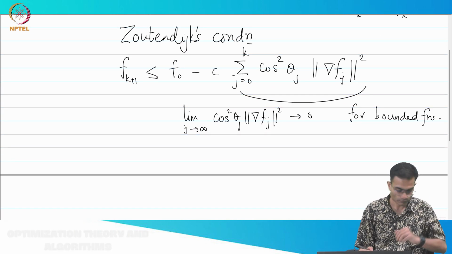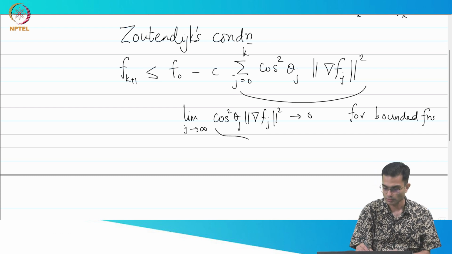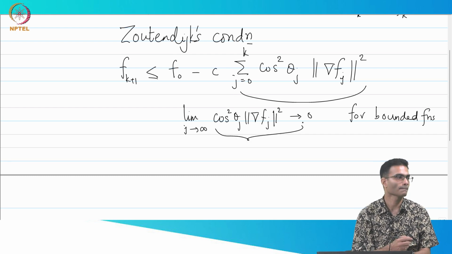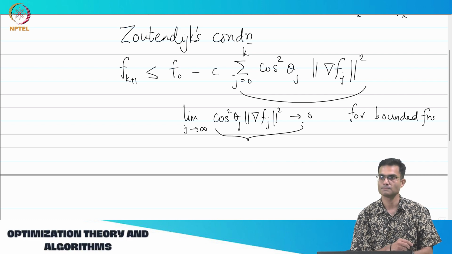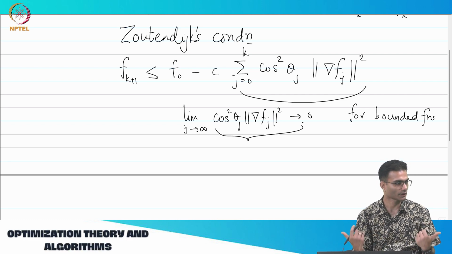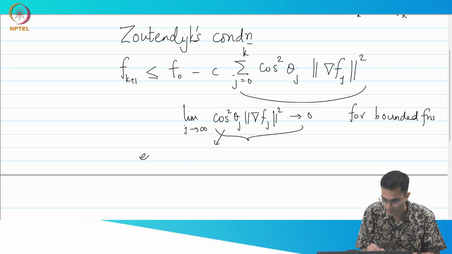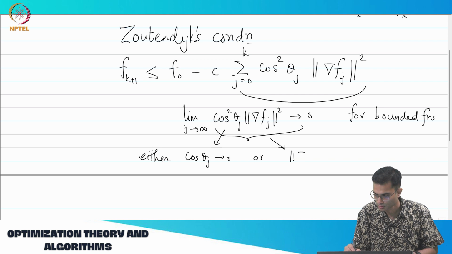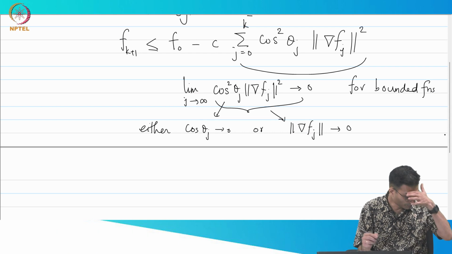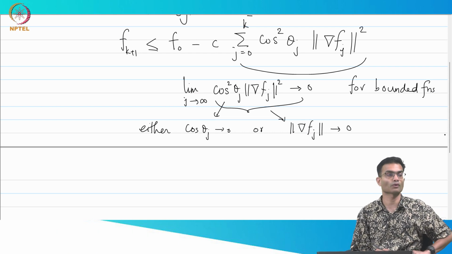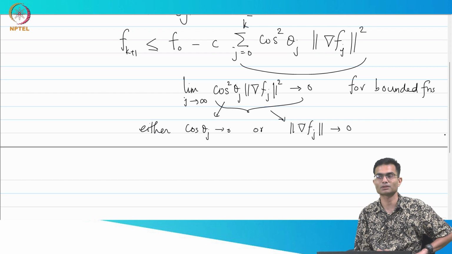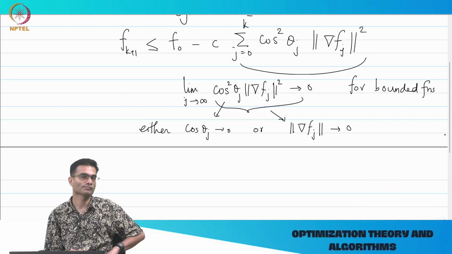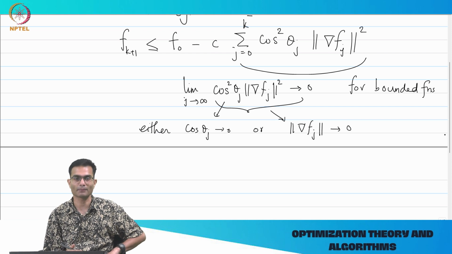Now for this to tend to 0, what are the two possibilities? Either the first term is 0 or the second term is 0, obviously, right? So either cos theta j tends to 0 or the norm of this thing. Which one do we want? If you want the method to converge to a stationary point, what do we want? The second guy, right? The second guy had better be true.